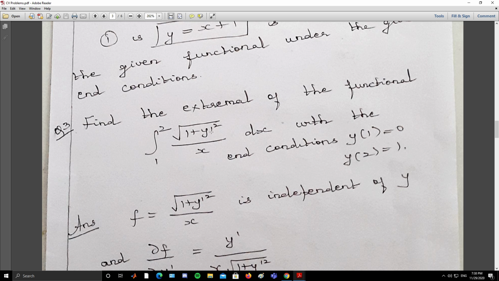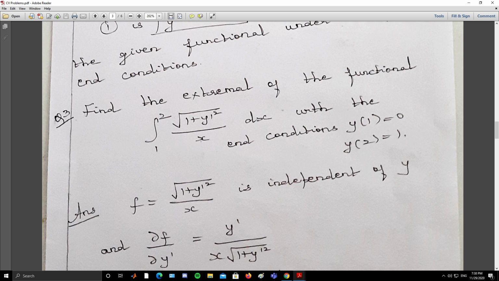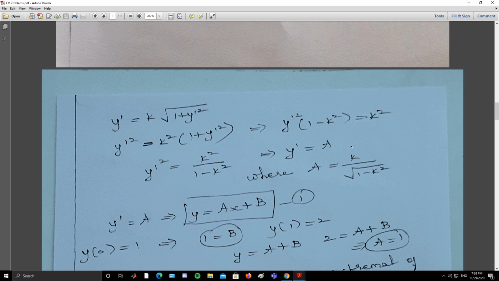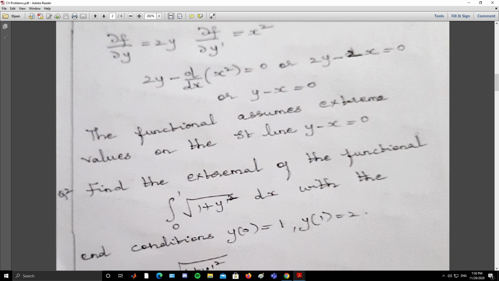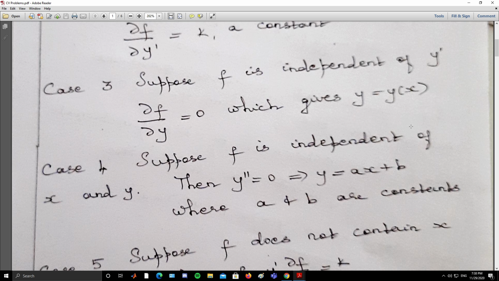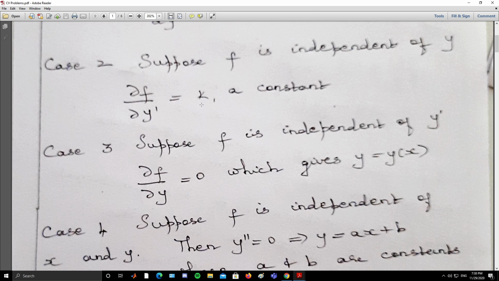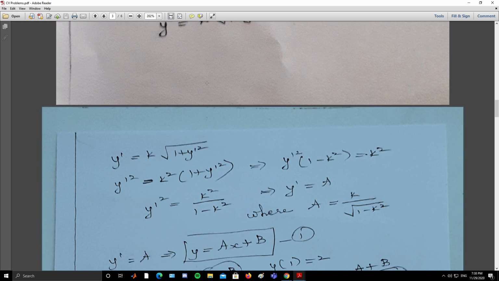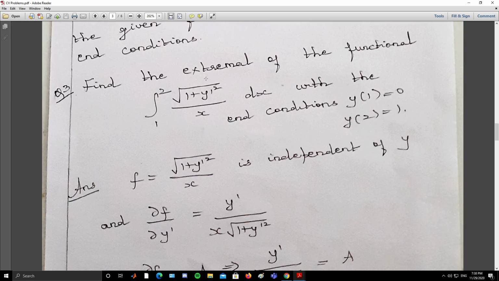So what is the functional here? Integral 1 to 2 root of 1 plus y dash square by x dx. Now what is this function? You observe the function, it contains only x and y dash. It doesn't contain y. So what is the solution? If f doesn't contain y, the solution is dou f by dou y dash equals k. That is case 2. So we have dou f by dou y dash equals k.